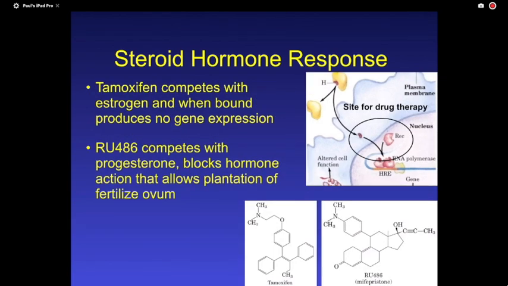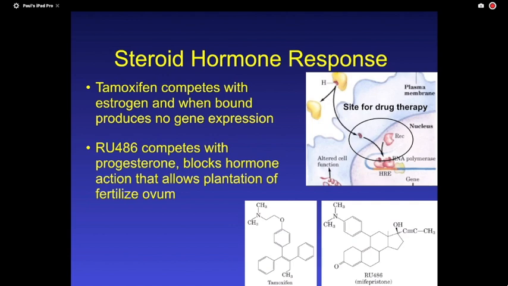Steroid hormones. Two examples, tamoxifen and RU486. Tamoxifen actually is a competitive inhibitor, and tamoxifen competes with estrogen. Does anybody know what tamoxifen is associated with? Has anybody had experience or a family member? It's the treatment of breast cancer. And so this particular drug is a competitive inhibitor. It'll bind in the same place that estrogen will, but it will not cause the protein or the signaling pathway.